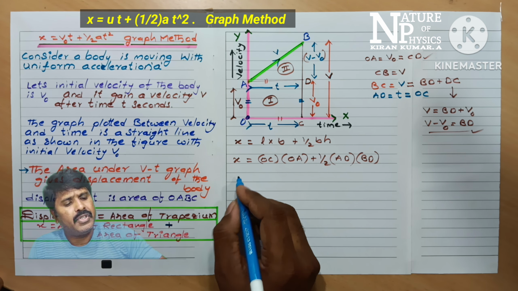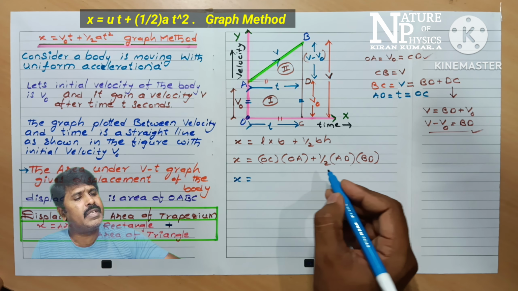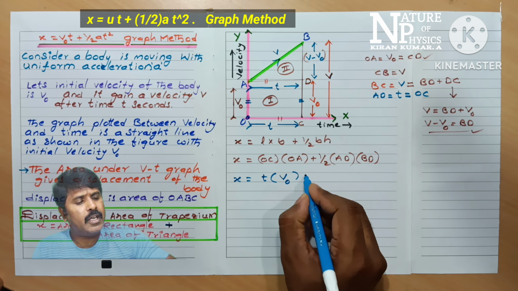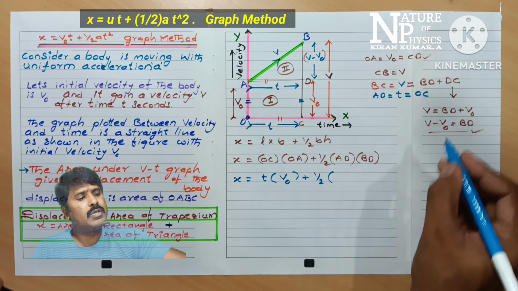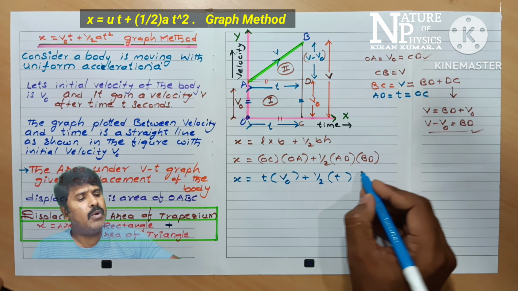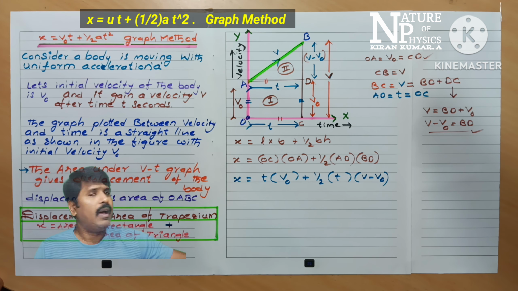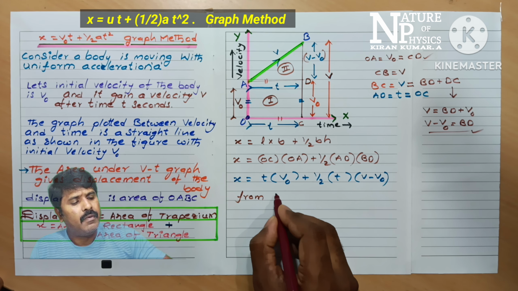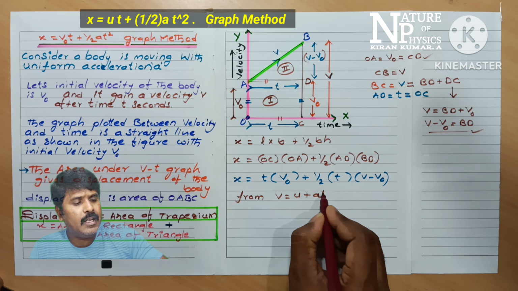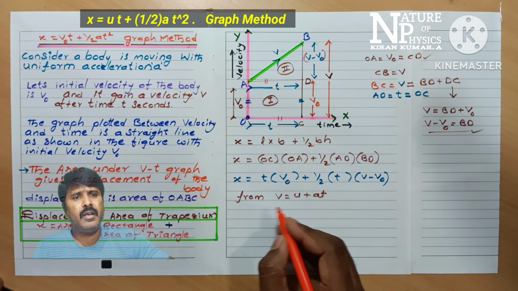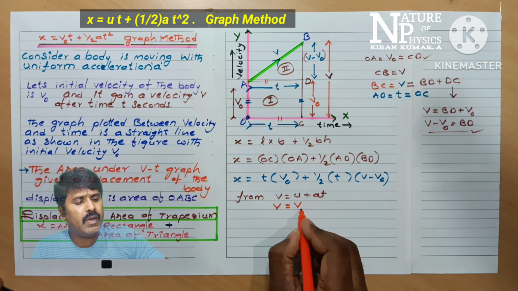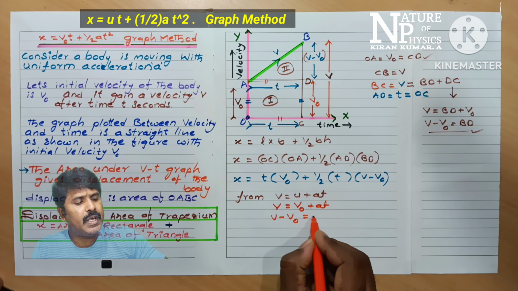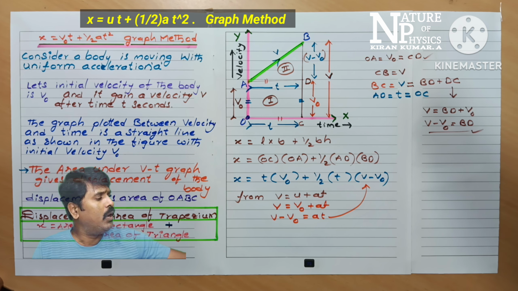Okay, student, and then continuing, x is equal to OC value, which is time t, and next the OA value represents velocity v naught, plus half into AD value, which also represents the time t, and the BD value is v minus v naught, student. And here we have to replace v minus v naught using the equation v is equal to u plus at, the basic equation. According to the concept, final velocity has no change, and initial velocity is taken as v naught, so v is equal to v naught plus at. Rearranging this equation, v minus v naught is equal to at, student, which is replaced in the above equation.